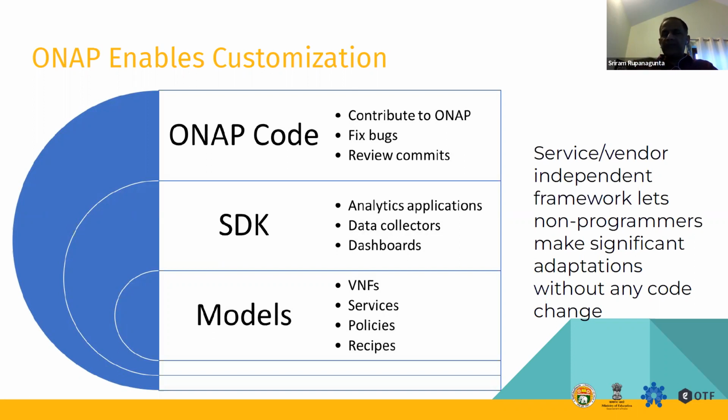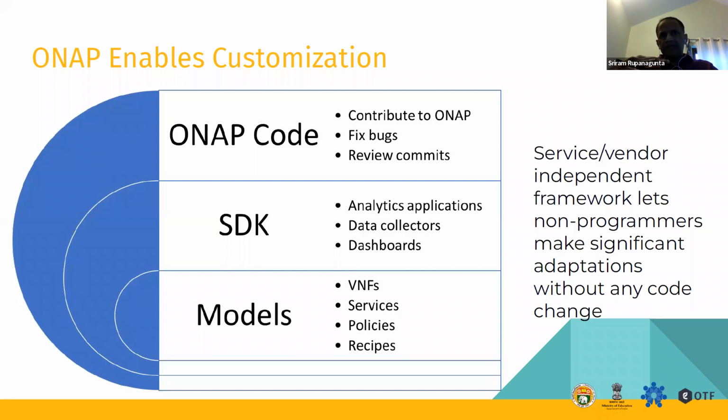And then the last layer is the ONAP code itself, because ONAP is completely open source. So any organization or any individual can contribute to ONAP. They can fix bugs, they can review commits, they can add new functions, but you have to be part of the community to do that. And there is a process for doing that.